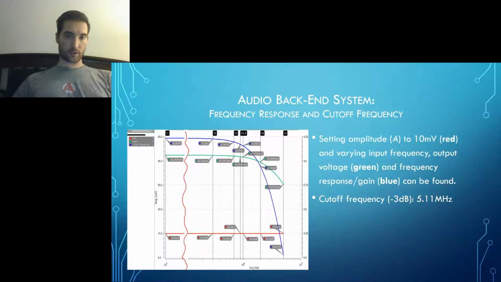We simulated this circuit through Cadence, and you can see the simulation results here. The red line is the input voltage set at 10 millivolts. The green line is the output voltage, and the blue line is Vout over Vin, or the gain of the circuit, which is also in this case the frequency response. The cutoff frequency, where the gain is half of the original, the -3 decibel level, was found to be just a little over 5 megahertz.